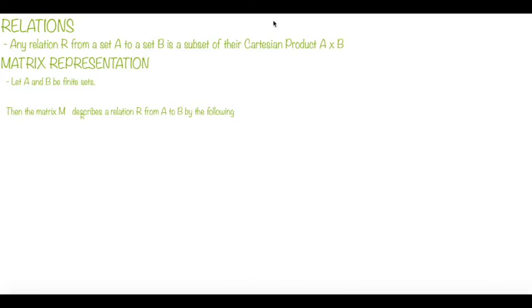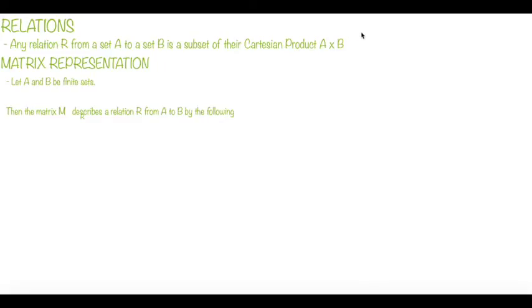Hello, so in this video we will talk about relations and their matrix representation, and then we will see how some properties of the relations can be represented by this matrix form. Okay. So by definition, the relation is defined by a subset of the Cartesian product of two sets.